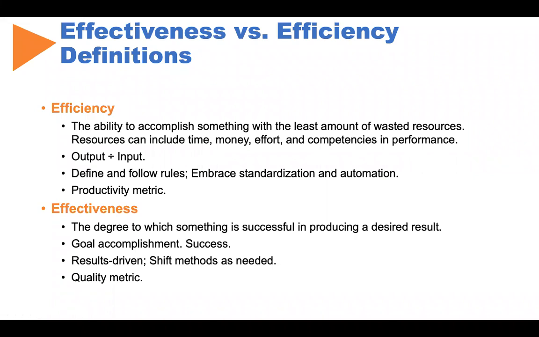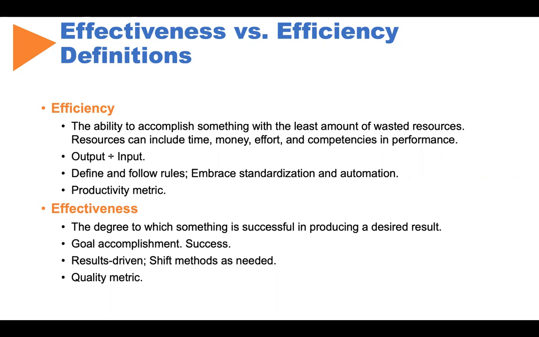Efficiency is defined as the ability to accomplish something with the least amount of input, whether that be time, money, effort, perhaps competency in performance. As an example, having a manager do a task that could be done by an individual contributor or an employee would be inefficient. When we are talking about inefficiencies, we are saying we're not doing things right. Being efficient means we're doing things right. This is the ability to accomplish something with the least amount of those resources.